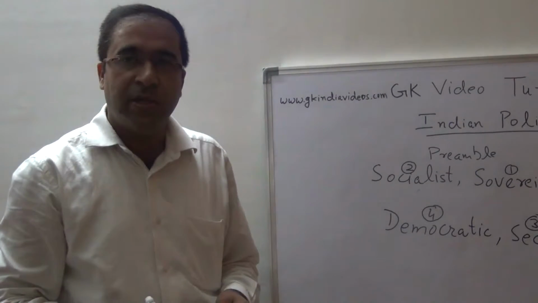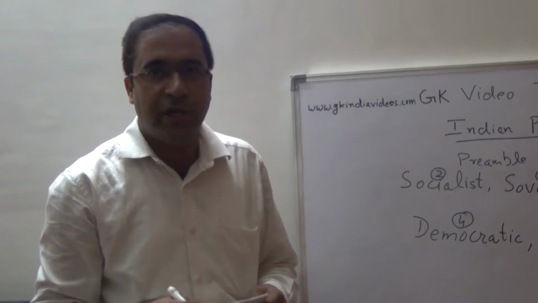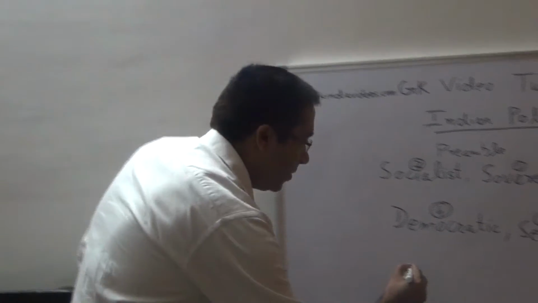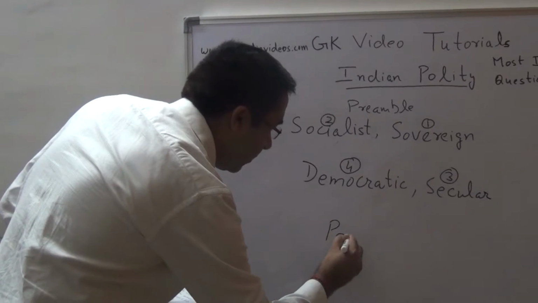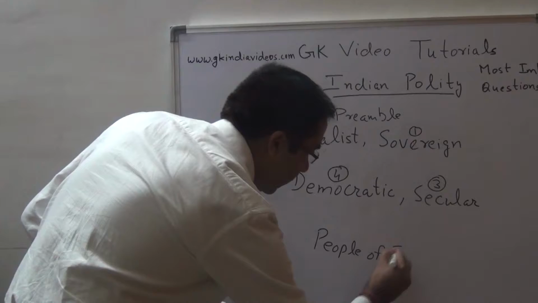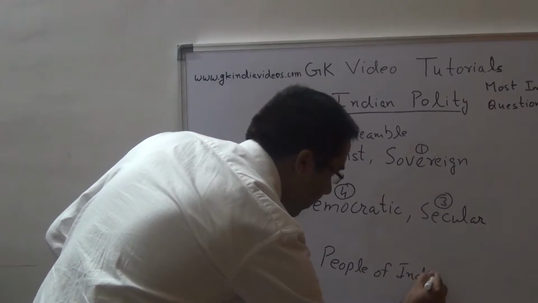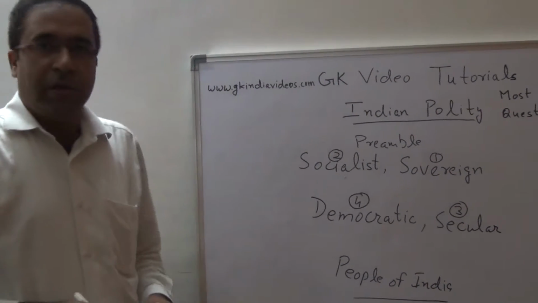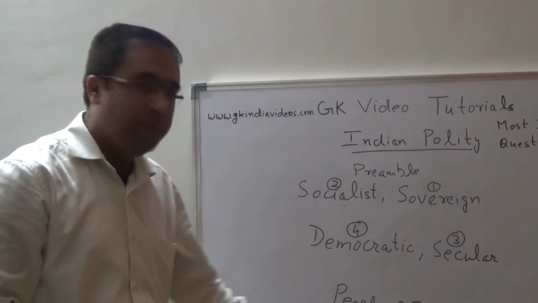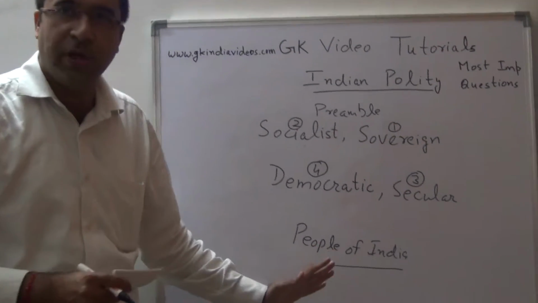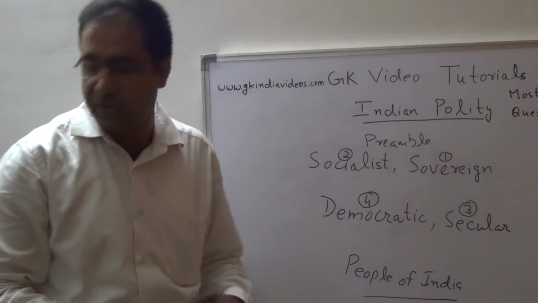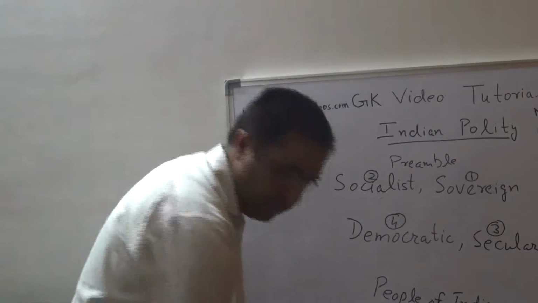The next question is, what is the source of authority of the Indian Constitution? The answer is people of India. The preamble of the Indian Constitution starts like this: we the people of India. So the source of authority of the Indian Constitution is the people of India. So the correct answer is people of India.